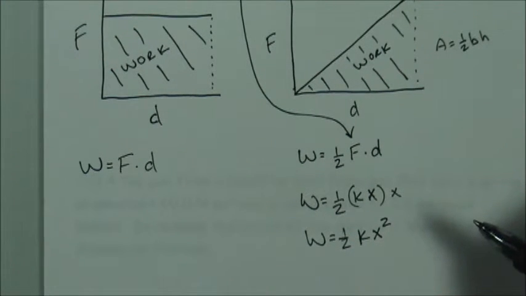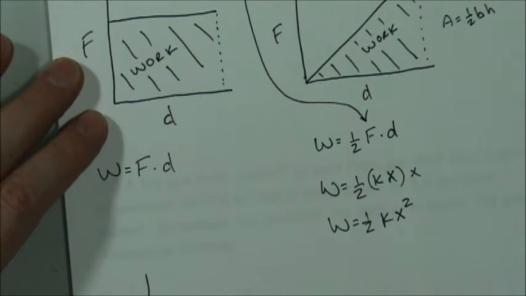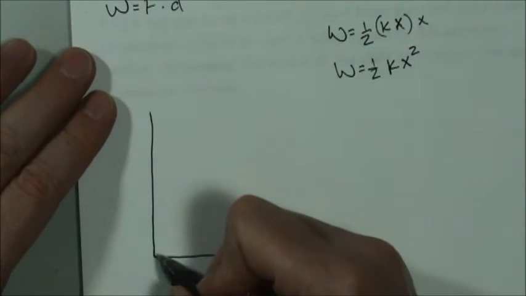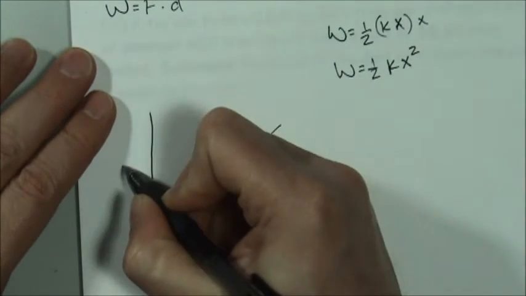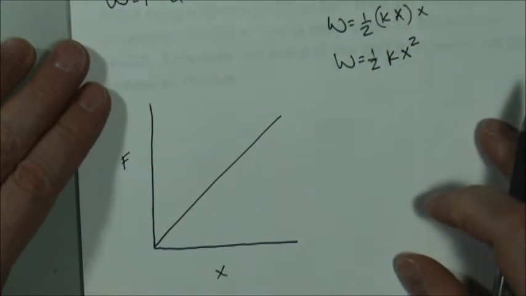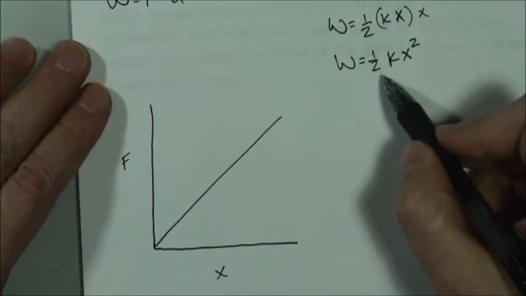So just to point out how this would actually work, if you displace the spring from its origin, then it's pretty straightforward. You're just going to calculate the area of the thing, or alternatively you can just use the equation.